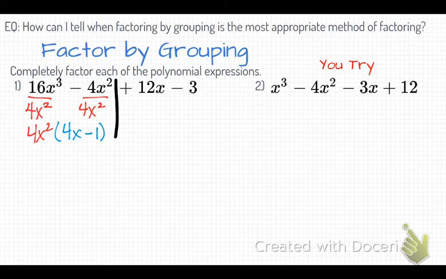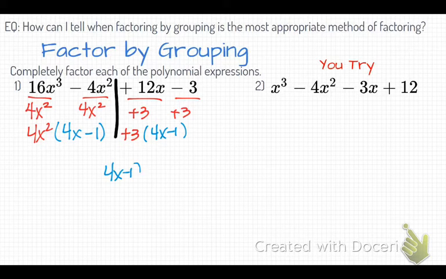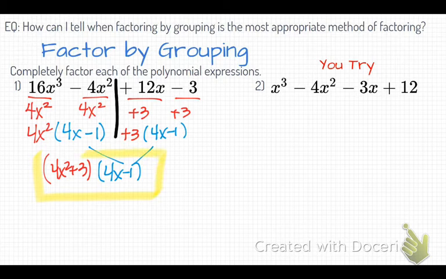Okay, now, out of 12x minus 3, what is that GCF? It's going to be a positive 3. So I'm going to write plus 3. And what am I left with? 4x minus 1. Perfect. So that means I have 4x minus 1 times 4x squared plus 3. And that's my answer. That's it.